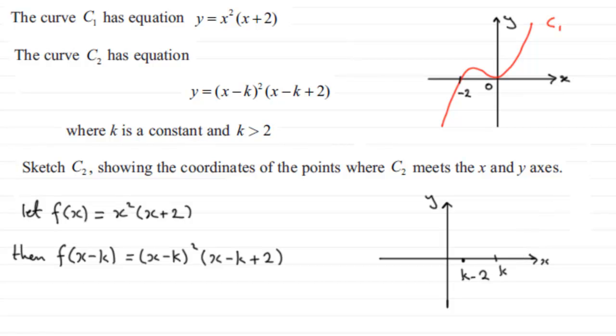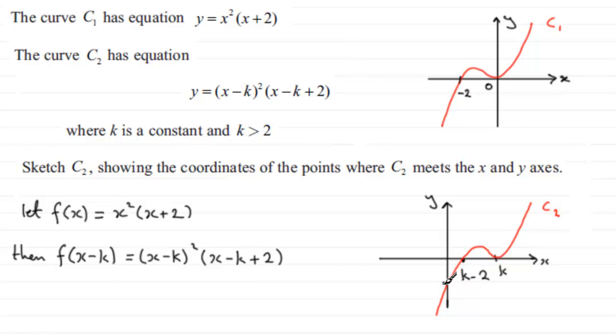So the graph is going to look something like this. It's going to come up through the k minus 2, bend at the top here, round there, flatten off there, and then go up again like this. So this would be C2. Now it says we've got to show the coordinates of points where C2 meets the x and y axes. Well, I've shown where it meets the x-axis at k minus 2 and k, but what about the y-axis?